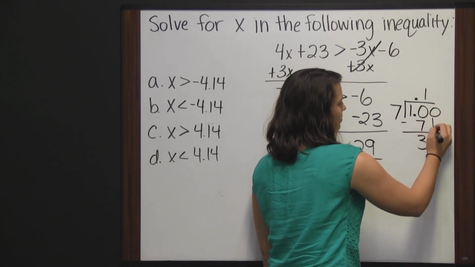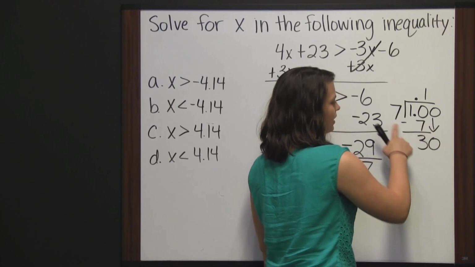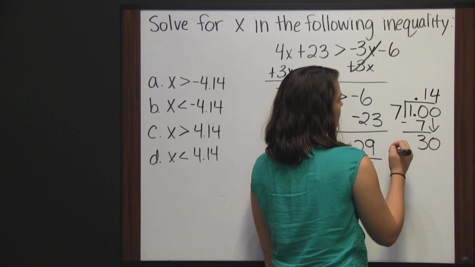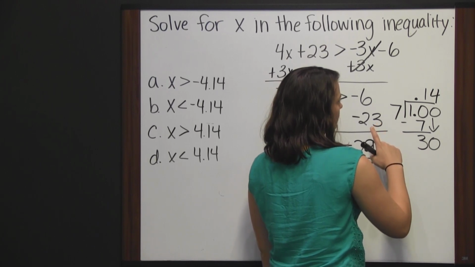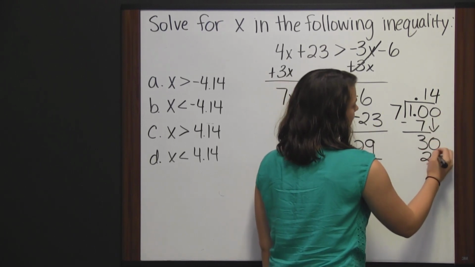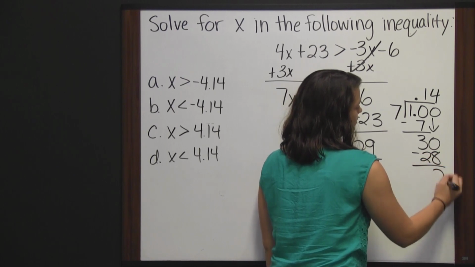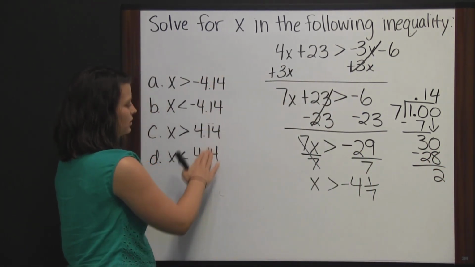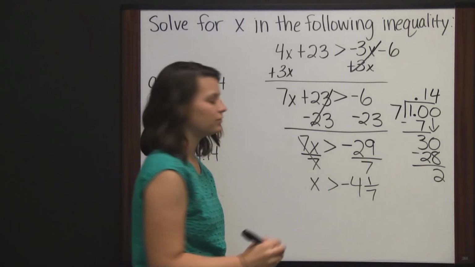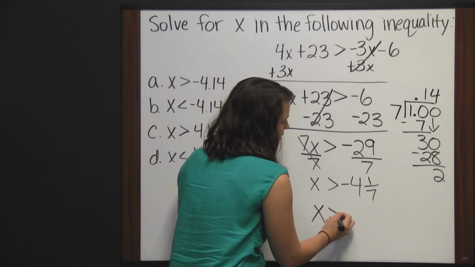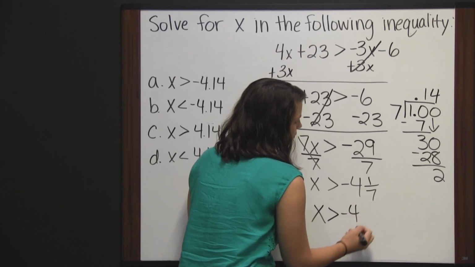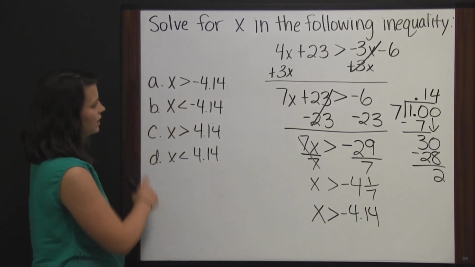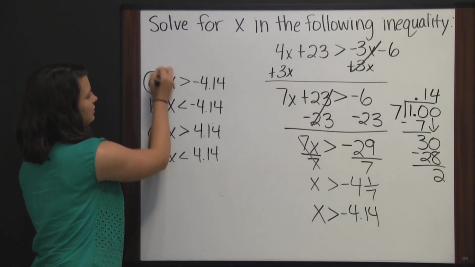Add another 0, bring it down, and 7 goes into 30 4 times. 7 times 4 is 28. We subtract and we get 2. And we can stop there because all of our answers stop at the hundredths place as well. So we could write this as x is greater than negative 4 and 14/100ths, which is answer choice A.